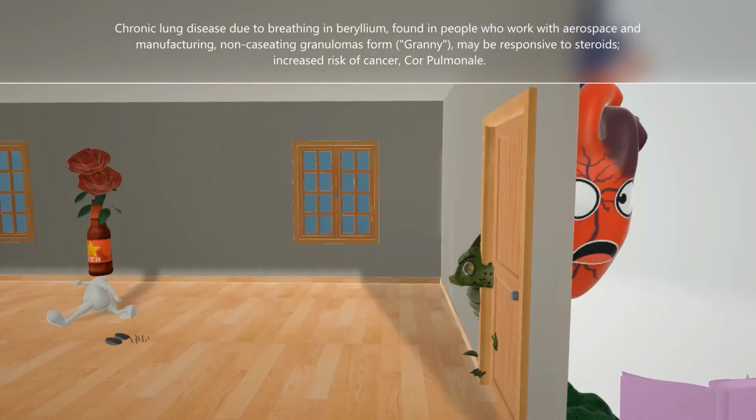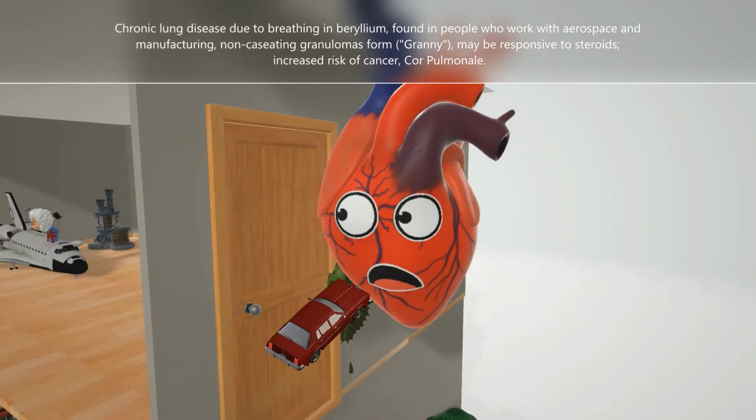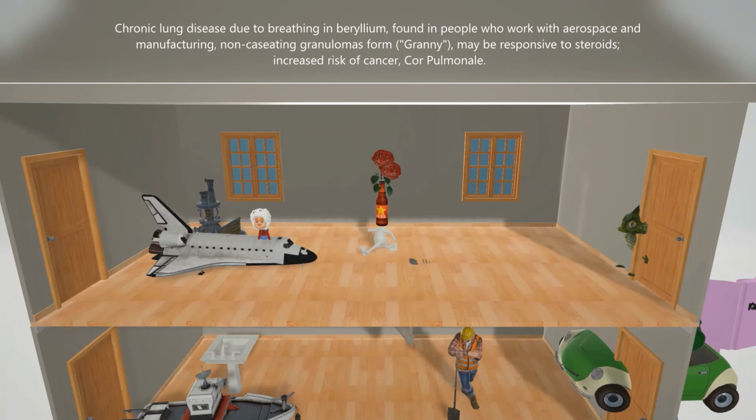The tumor guy, he shows up in our tumor videos. Berylliosis can predispose to an increased risk of cancer. And the heart, with the right ventricle exploding, is going to help us remember cor pulmonale. So berylliosis, just like asbestosis, has no specific cure, but we try to treat the symptoms.